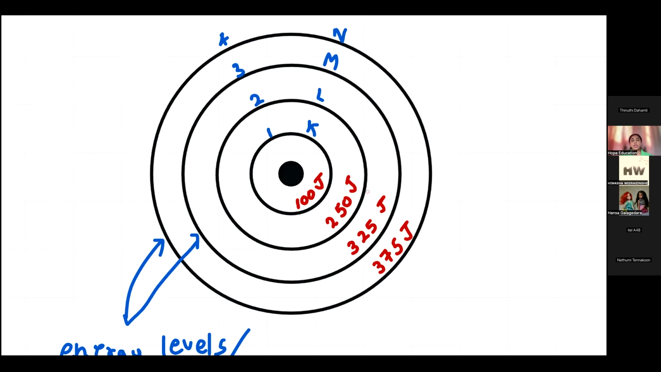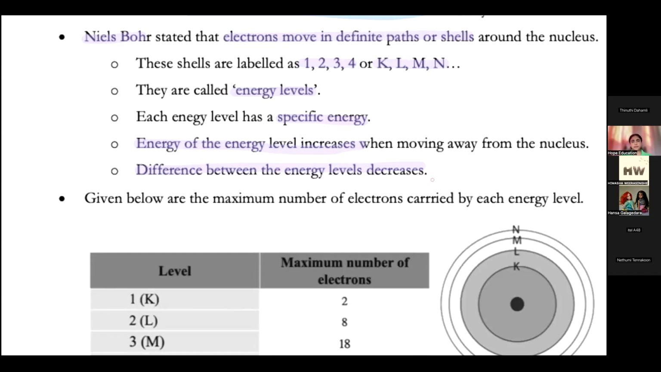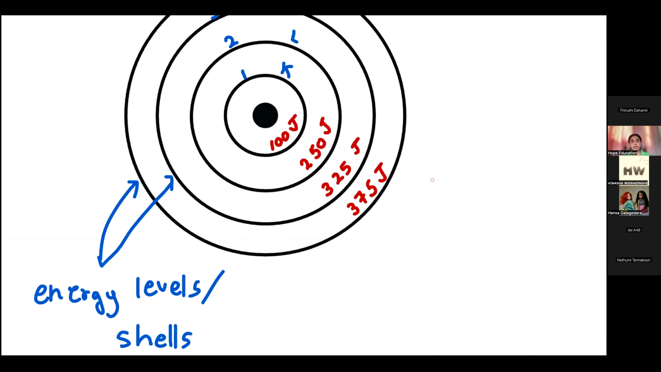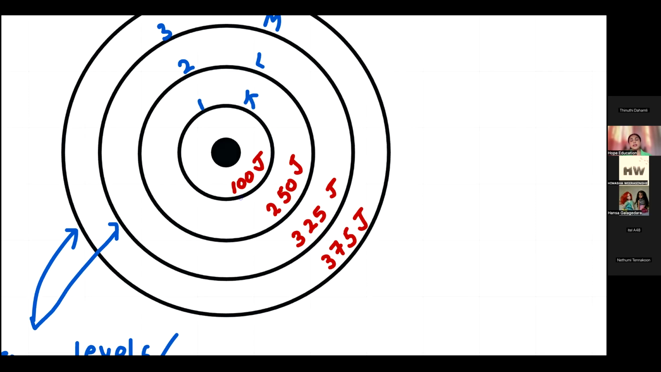Niels Bohr says another sentence. What is it? The difference between the energy levels decreases. Let's see what that means. So the energy of the energy level increases, that is clear. Let's look at the difference between the energy levels. Look, here the first energy level has the energy of 100 joules. The second energy level has 250. What is the difference? Quickly tell. 100 to 250, the difference is 150, no?